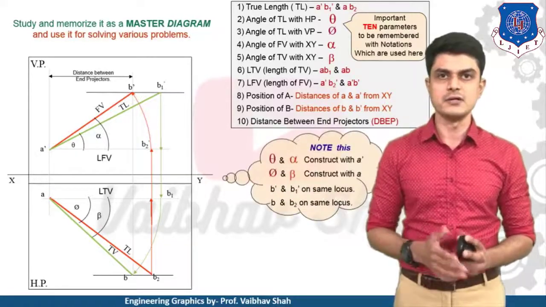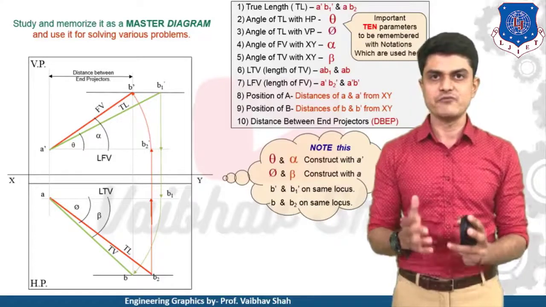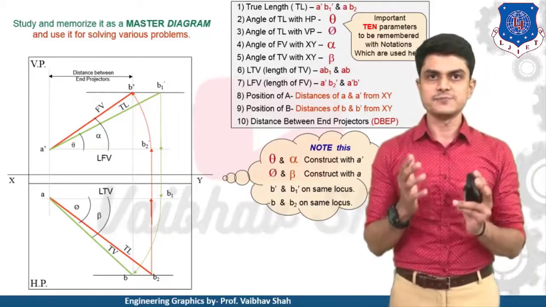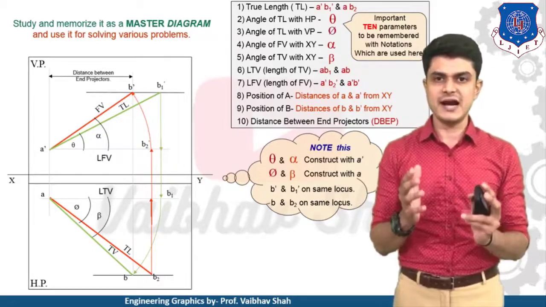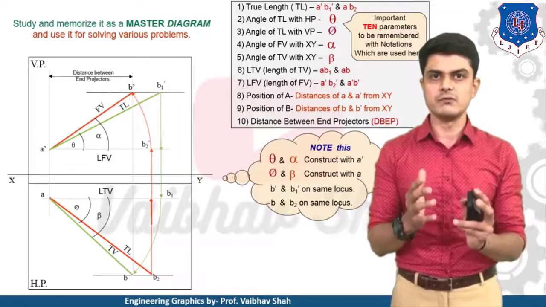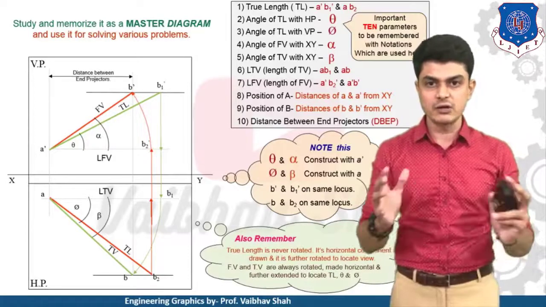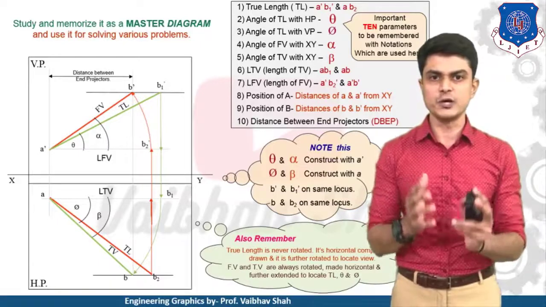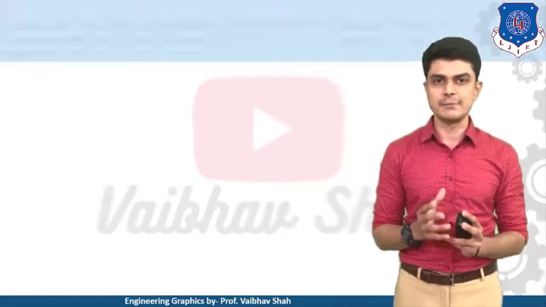But always remember, theta and alpha are always drawn with your point A dash, while the phi and beta would be drawn with the point A. Now B dash and B1 dash are on the same locus line, and B and B2 always come on the same locus. And always remember that true length is never rotated, and your top view or your front view is rotated in order to get your true length. So now let us begin with example number 1.